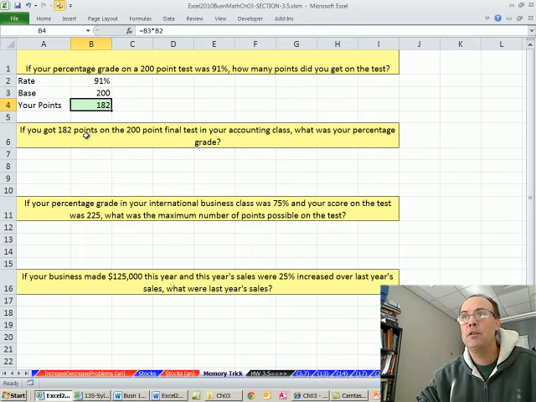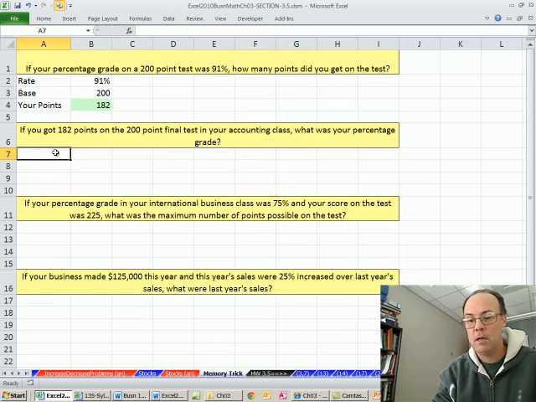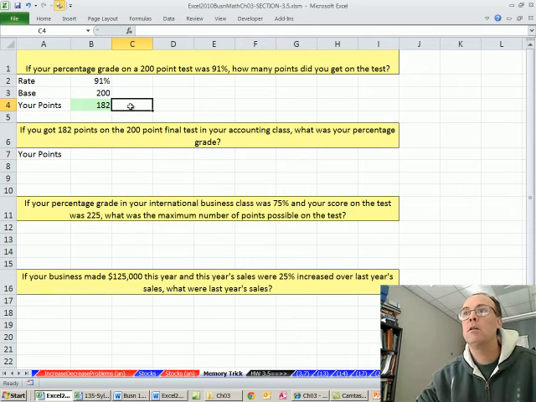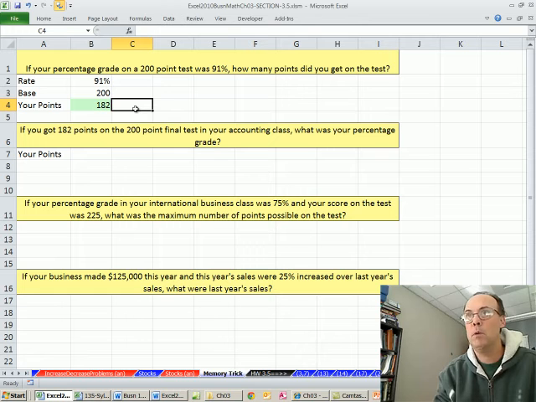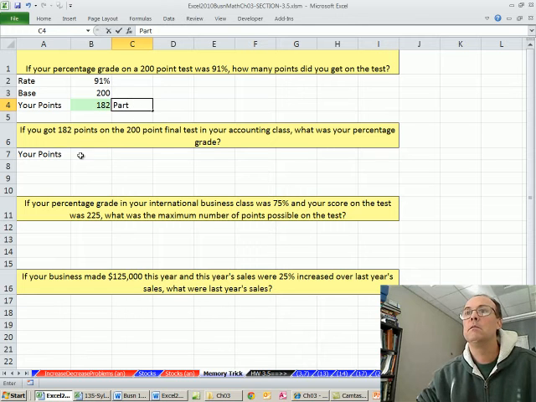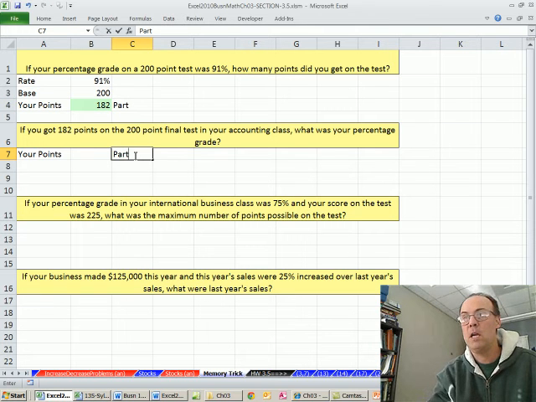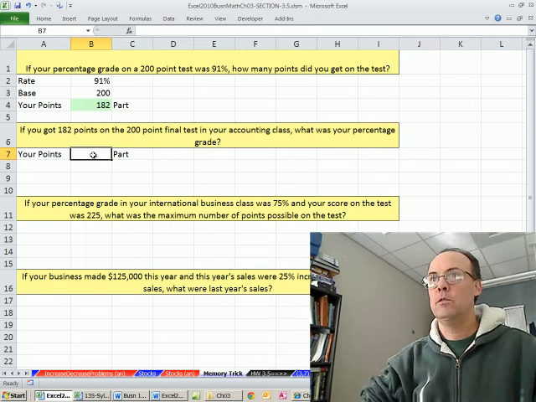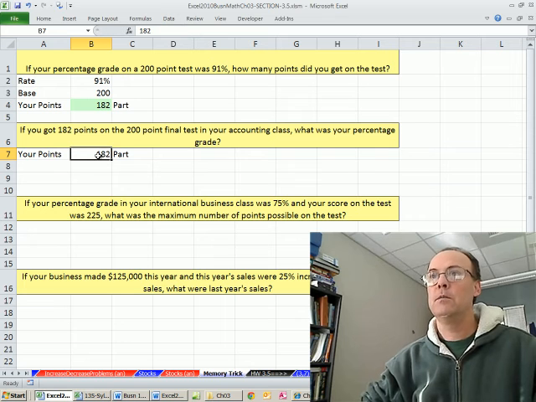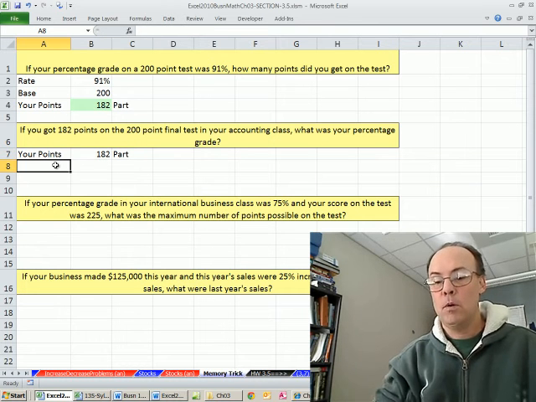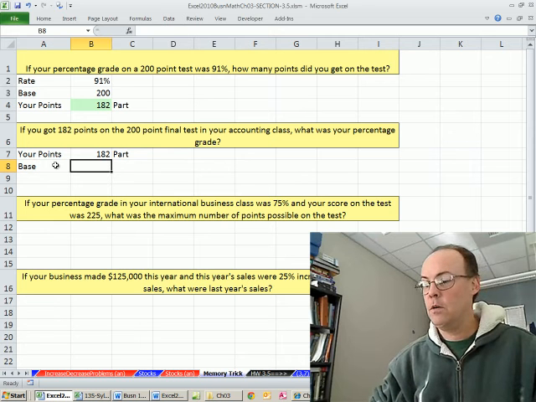If you got 182 points on a 200-point final test in your accounting class, what was your percentage grade? All right, your points. Here I could have put this was the part, right? So your points, this will be part here. Part. So it looks like we got 182. So if you got 182 points on the 200-point final test, okay, so the total points would be the base, 200.